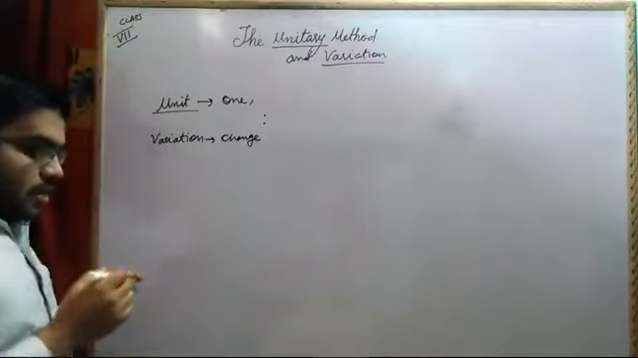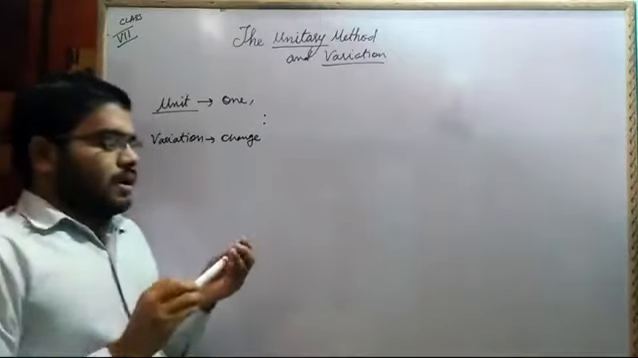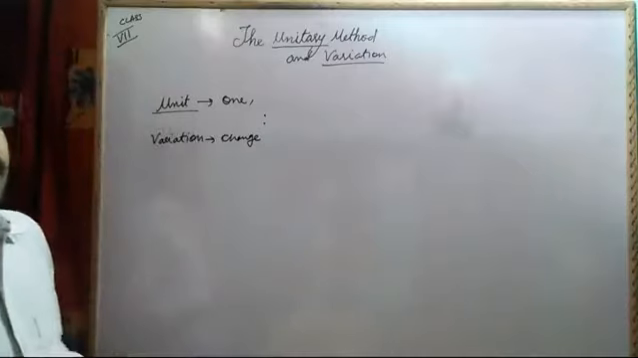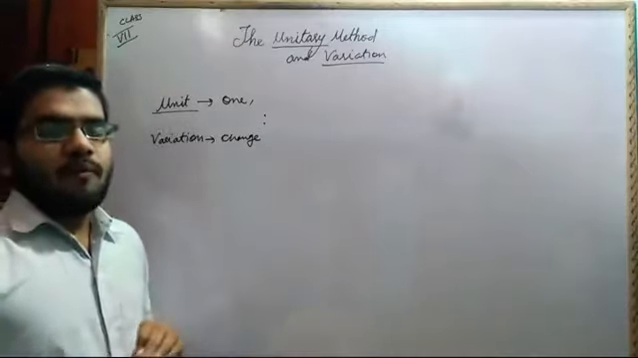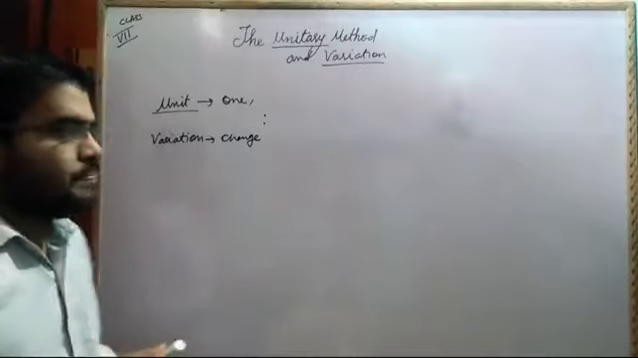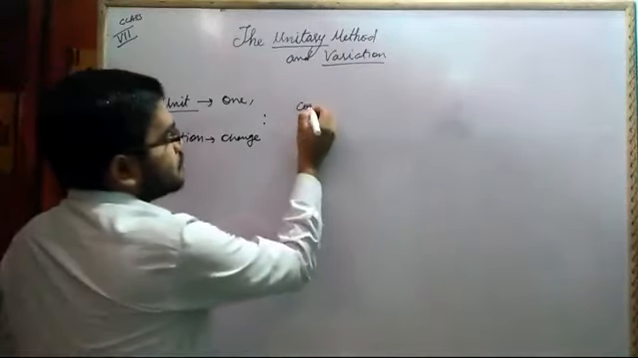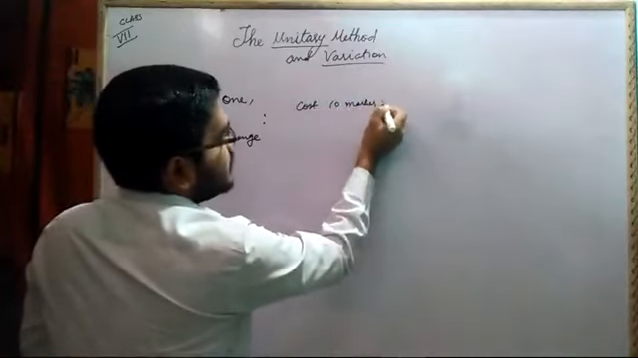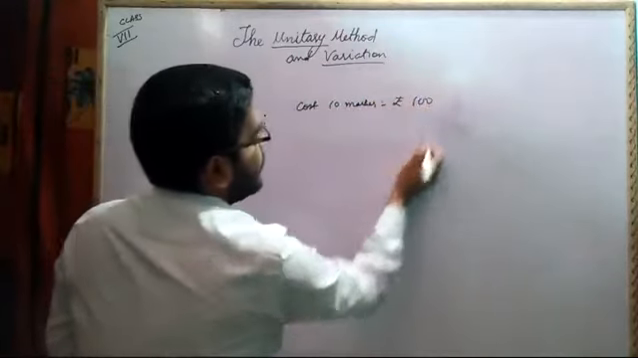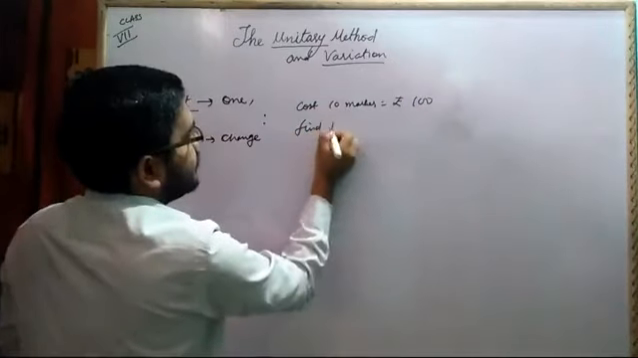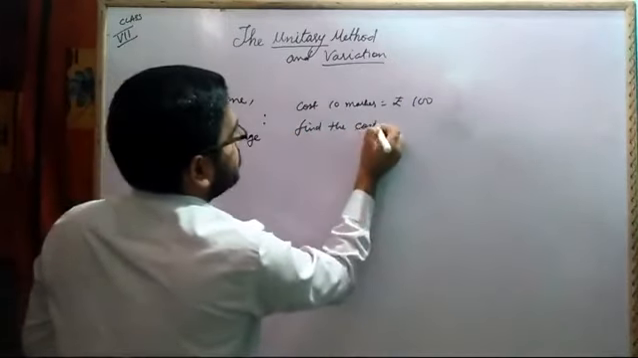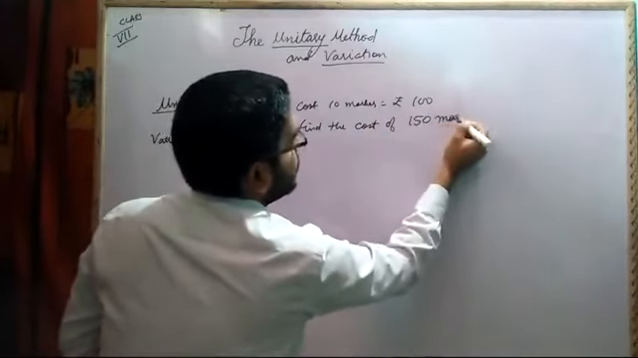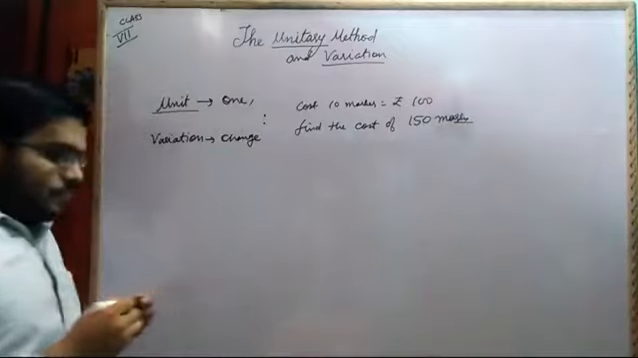Suppose I tell you the cost of 10 markers is equal to rupees 100, then find the cost of 150 markers. What I said? Cost of 10 markers is equal to rupees 100. Find the cost of 150 markers. This is what I said.